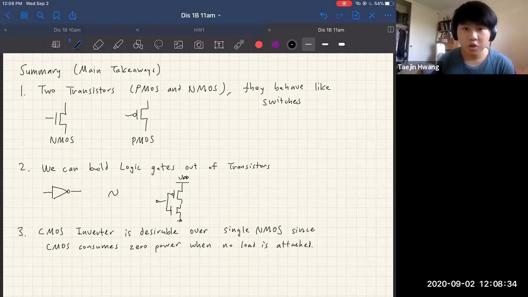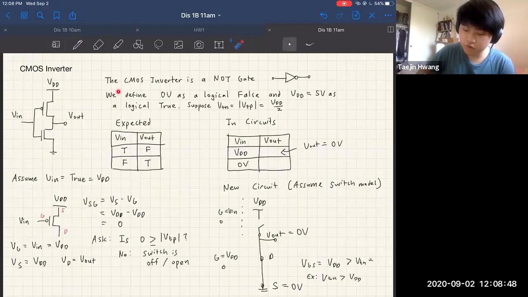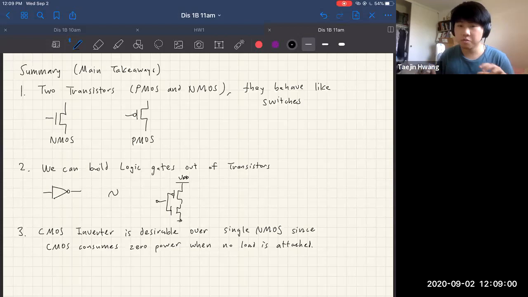So I think those are the main takeaways for today. With transistors, you can always build logic gates out of them. If you have time later after the discussion, you can take a look at question 4, which is on a NAND gate, and it's basically the same thing that you did in this review over here. And lastly, transistors always consume power when they switch on and off. So we always want to use this complementary behavior of P and N to consume as little power as we can.